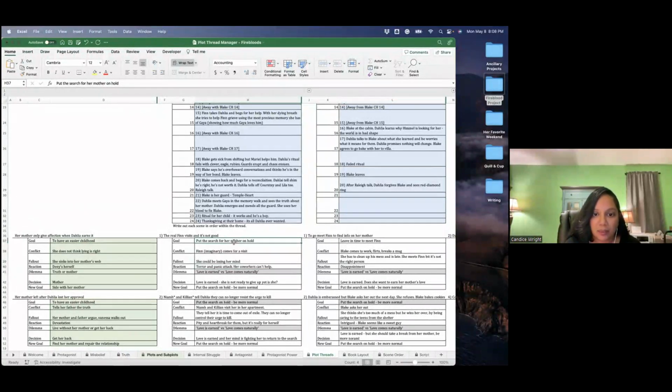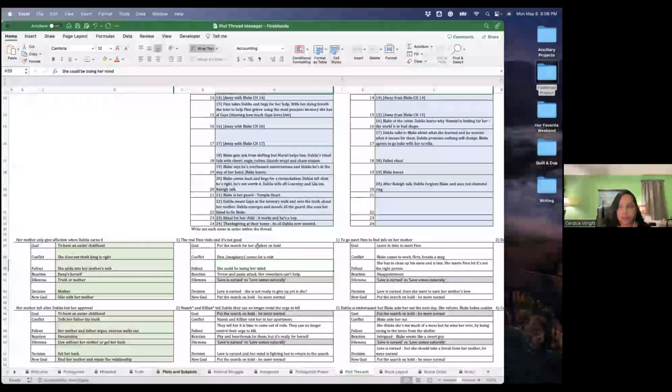You have the goal, then the conflict. The fallout is the disaster, what that means for your goal. You're explaining it to your reader. Your protagonist will react. They process it in their brain, what they're going to do next. And then they make a decision about what they want to do in the next scene.